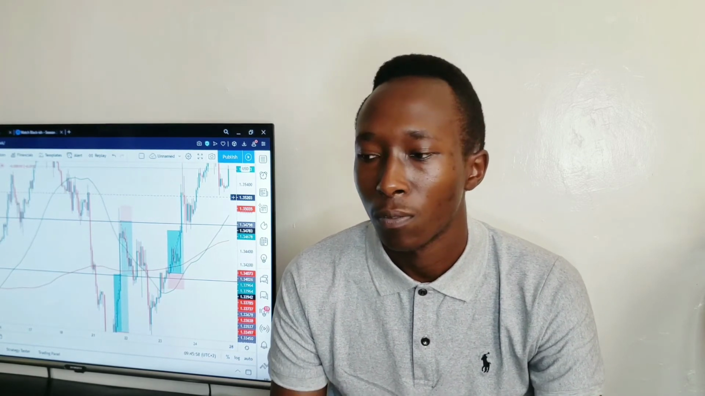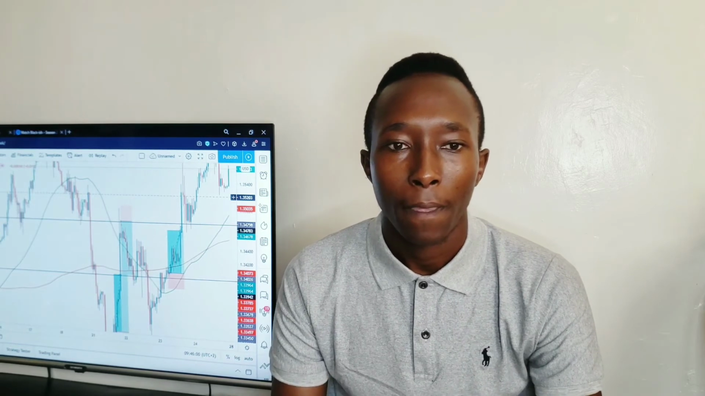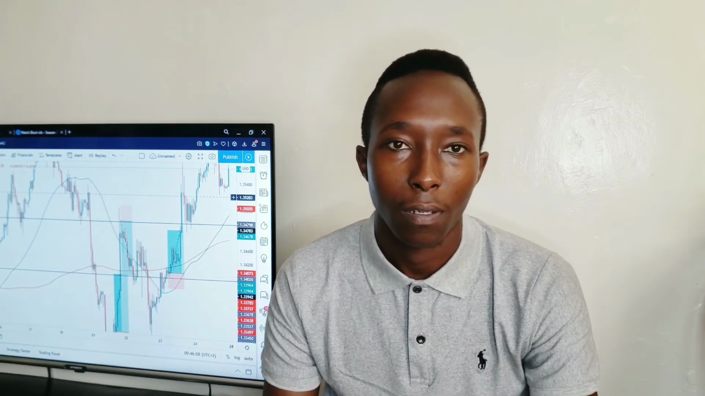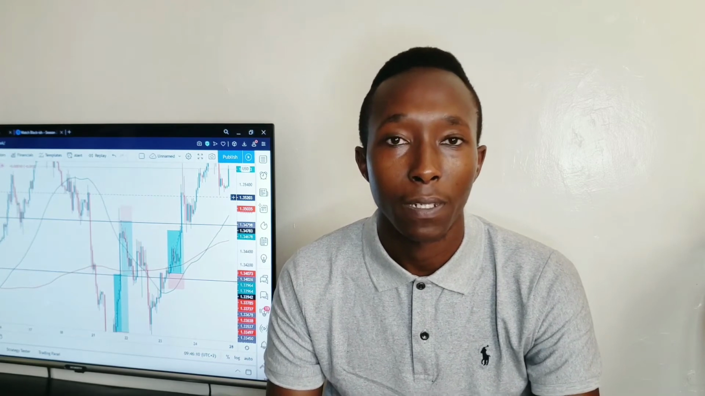A broker just has to be verified by the financial institutions. Here in Kenya there are a few, and there are also others in other countries. But I'd rather you open a Kenyan broker, because it's much easier to deposit money into your account and also withdraw to the various methods such as M-Pesa.